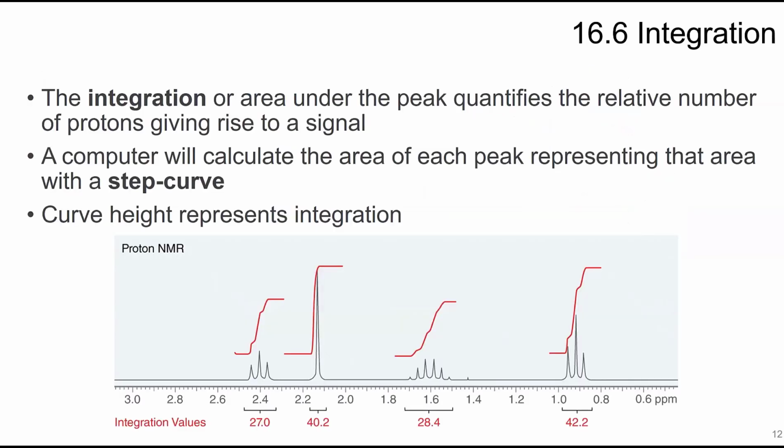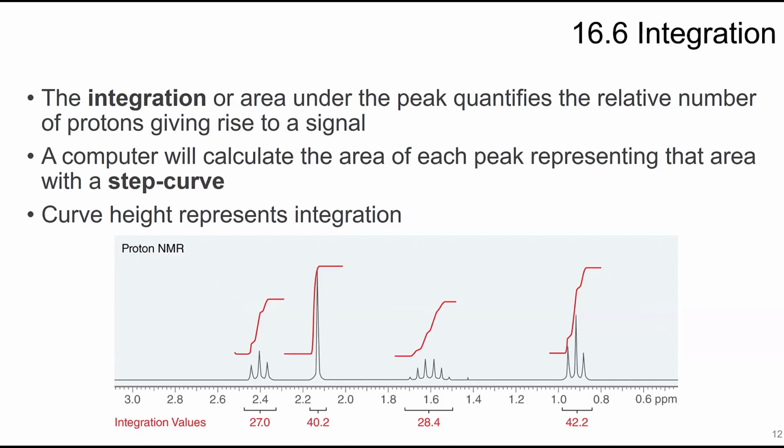So the integration, or area under the peak, quantifies the relative number of protons that give rise to a signal. A computer usually calculates the area, representing it with a step curve. This curve here tells you the height of the integration. Usually they'll give it to you as a number. It might look like these integration values below here, which seems like a lot of protons on one particular carbon. That's the way the computer calculates it.